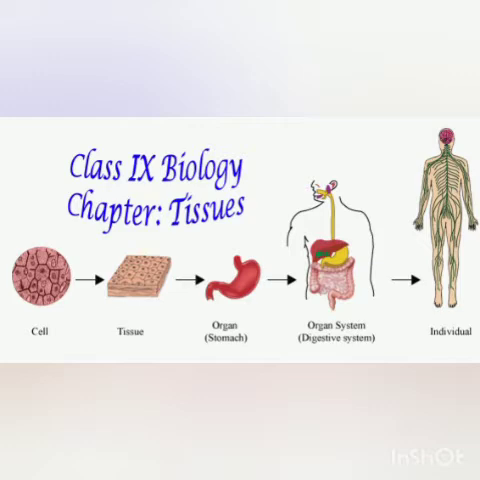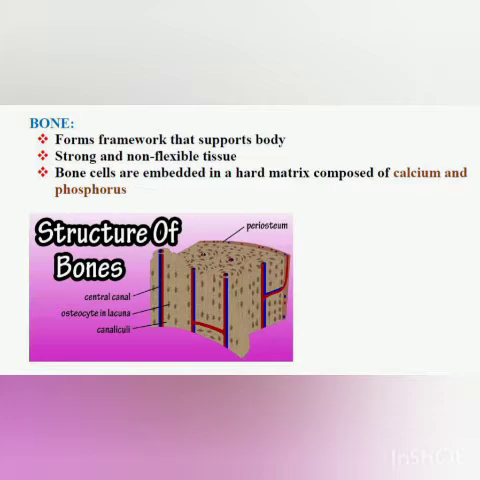So connective tissue we started in the previous class. We discussed blood. Blood is a connective tissue. Now we will discuss other connective tissues. Connective tissue is also of different types, okay? So one was blood, now bone. Bone is also a connective tissue, okay? It forms the framework that supports our body. You all know about that framework which bones form. It forms the skeleton, okay? And it supports our bodies.